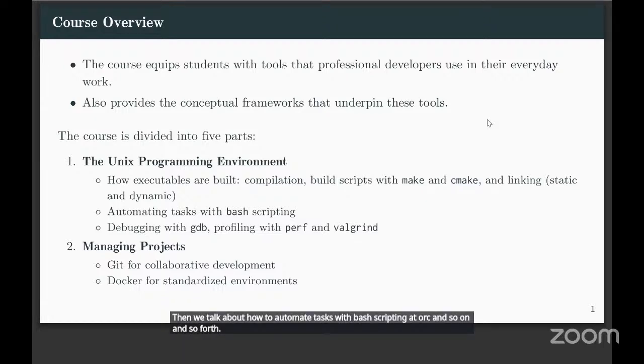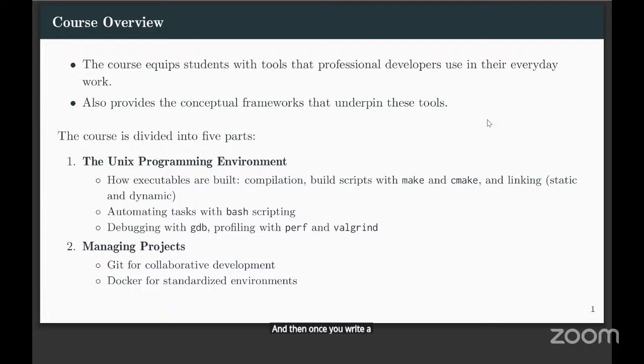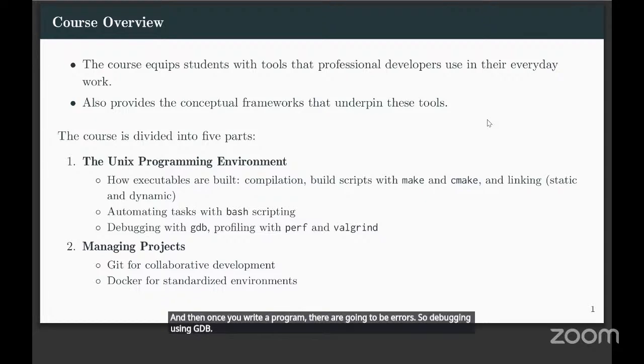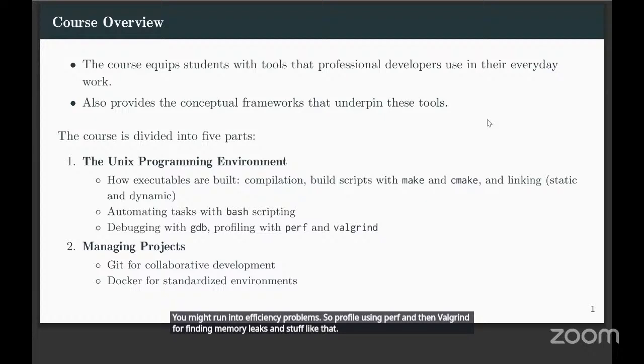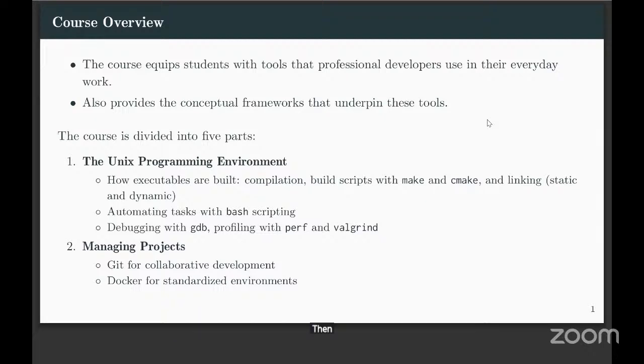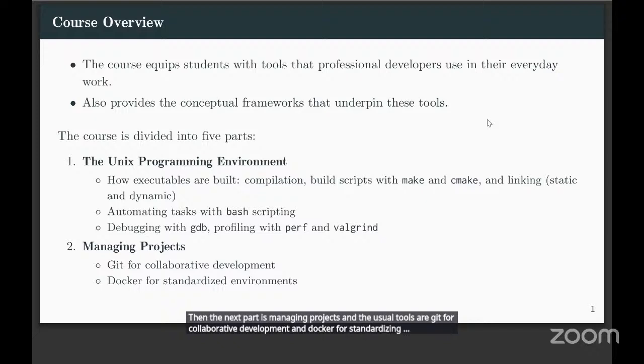And then once you write a program, there are going to be errors. So debugging using GDB. You might run into efficiency problems, so profile using perf, and then valgrind for finding memory leaks and stuff like that. Then the next part is managing projects. And the usual tools are Git for collaborative development and Docker for standardizing environments.